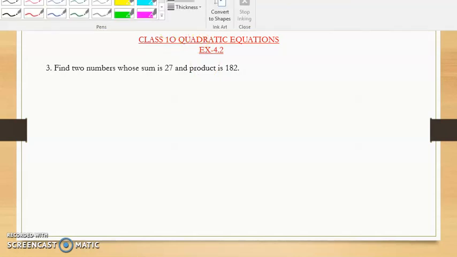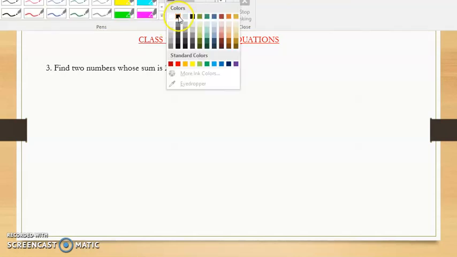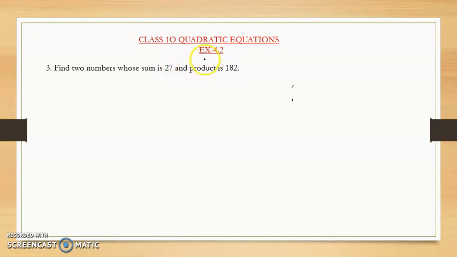Alright. Now see, students, we had already started exercise 4.2 in the chapter quadratic equations from your NCERT. So I told you how to solve quadratic equations, how to split and make the factors. Now we will start with word problems.